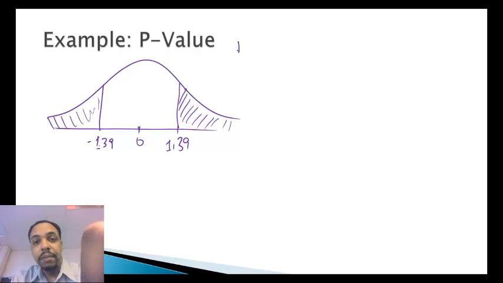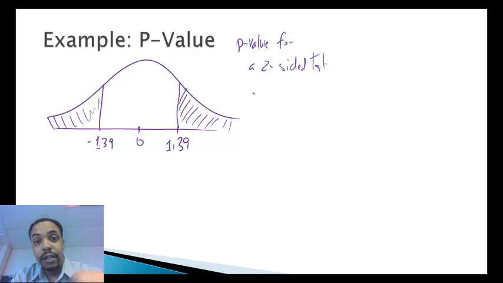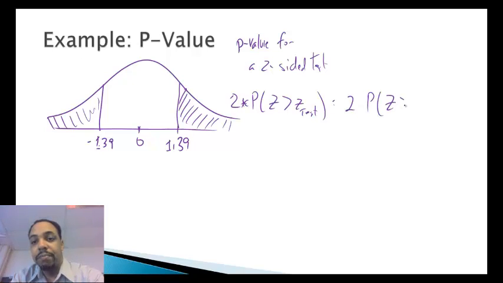So the p-value for a two-sided test is the probability of getting a z-score larger than my z-test. Then I have to double that, right, because it's two-sided. So 2 times the probability of getting a z-score bigger than 1.39. I guess it's even easier: you could find the area less than negative 1.39 and then just double that. That's one way of doing it as well.